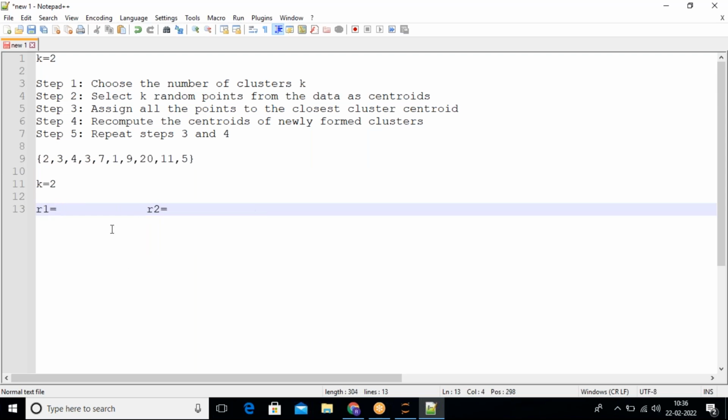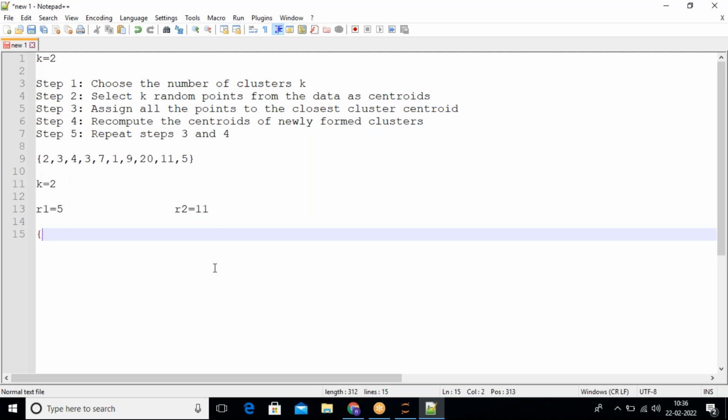So R1, tell me any number from the data set. Sir, 5. Okay, 5 random chosen, and next R2. Sir, 11. Okay, chalo. That's it. So I took 2 random points. Right now, I said it works on the distance. So step 2 is complete.